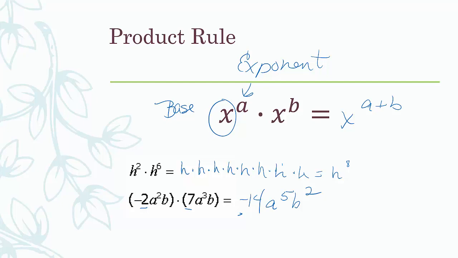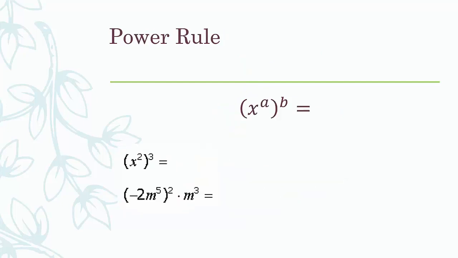All right. Let's look at the next one, which is the power rule. This is when we have an exponent raised to an exponent. It's like exponentception. All we do is multiply. This becomes x to the a times b. Why does that become x to the a times b? Well, let's look at the first example. We've got x squared raised to the 3rd power. So that means I have x squared times x squared times x squared.